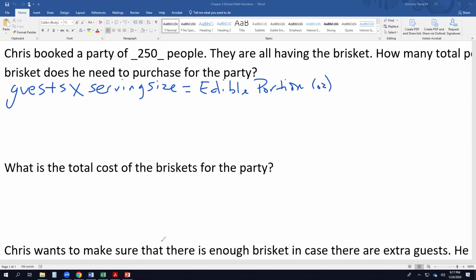We need to apply the yield factor percentage. So do we multiply or do we divide? Look at our triangle from your notes. We're looking for the as purchased. How much does he need to purchase? So if we're looking for the as purchased, what do we do with the yield percentage? We divide by the yield factor percentage. That will give us our as purchased in ounces.